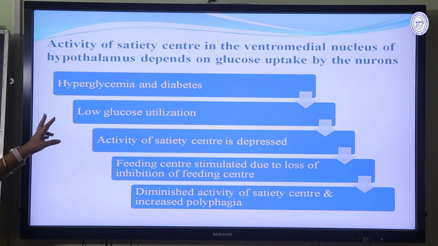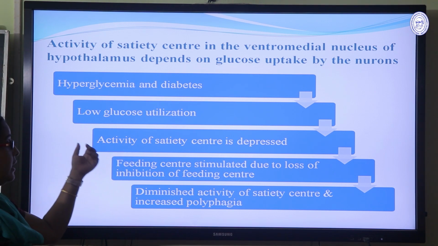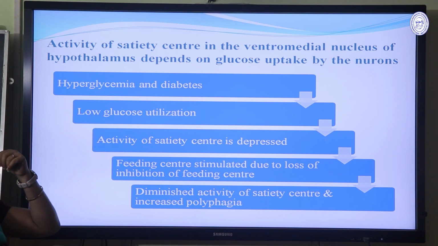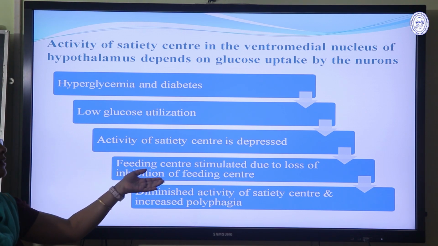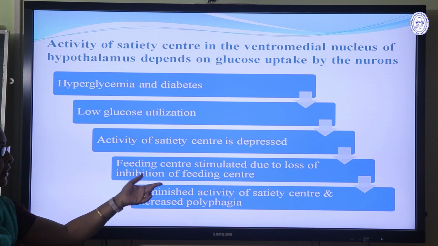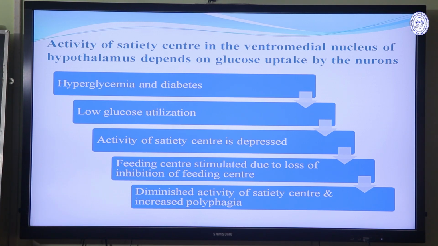Hyperglycemia and diabetes are two clinical conditions where low glucose utilization is there. Due to low glucose utilization, activity of the satiety center is depressed. When the satiety center is inhibited, that means the hunger center, or feeding center, is stimulated. So, stimulation of the feeding center due to loss of inhibition increases food consumption.